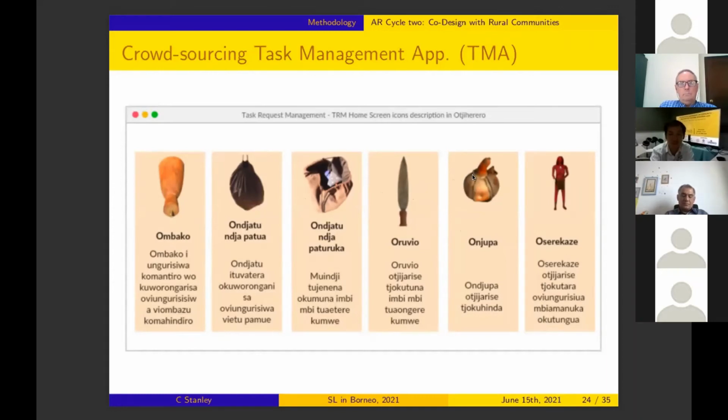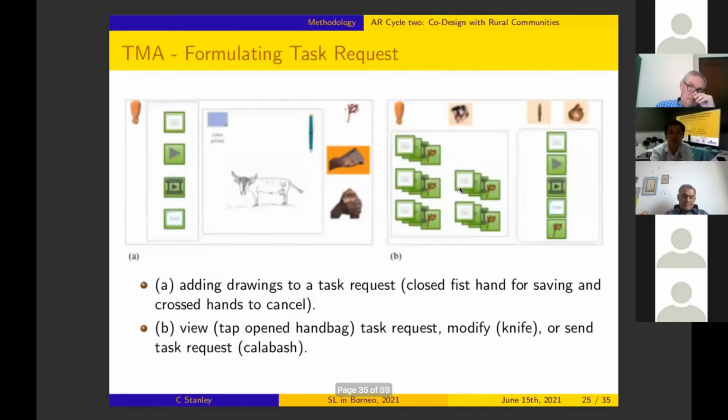And all of them were not really about underpinning functionality. It was also about the pride to visualize their culture. And then, for example, to formulate, you make this drawing, and then this is for saving, and this is not for saving. And this is now tapping the open bag to view the request. So we proceeded and worked on this task management application.